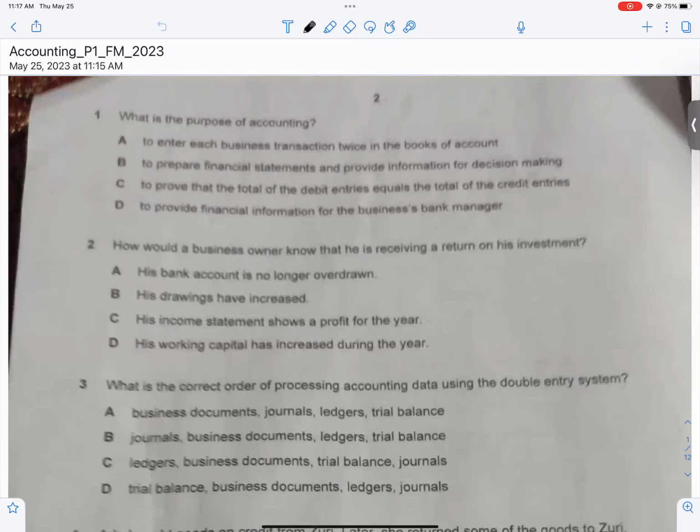So we are doing the Feb March 2023 paper. The first question, please read. What is the purpose of accounting?